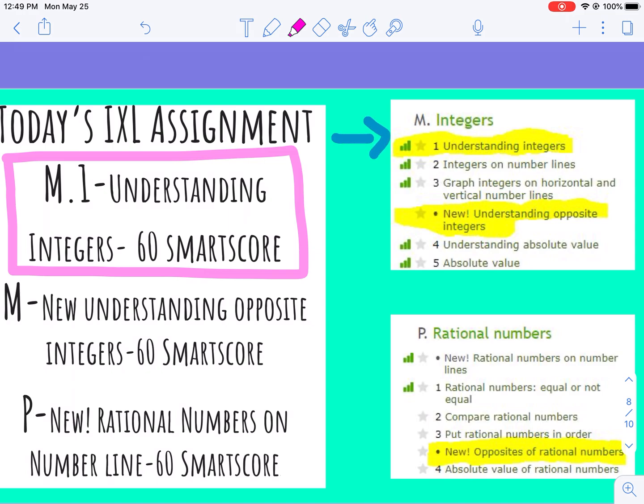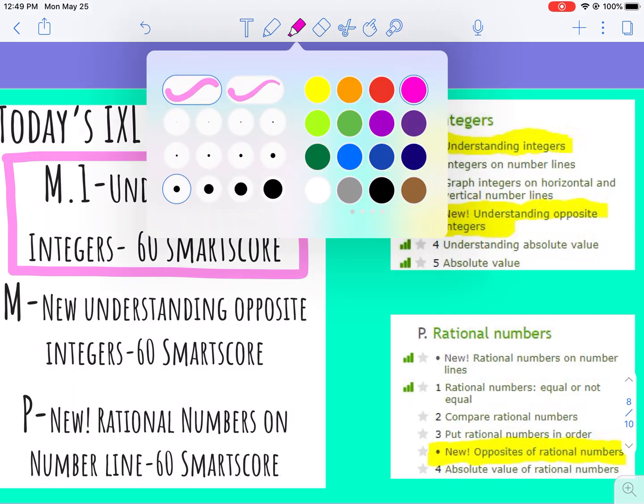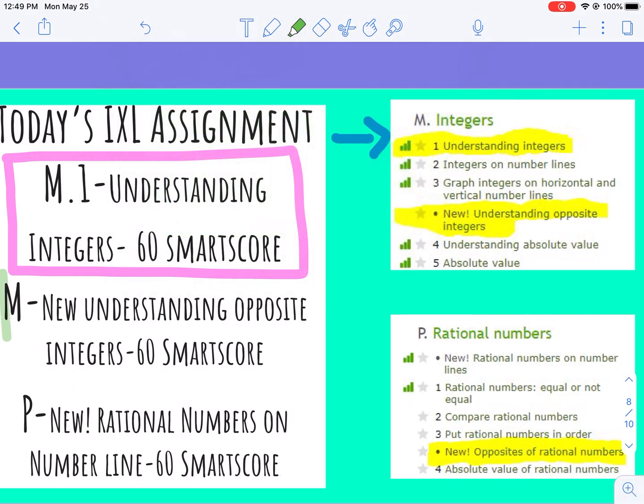So it's the very first strand. The next strand that we have outlined for you is still under M. Again, it's one of those new ones, so it doesn't have a number assigned to it. So it's the one that's in between M3 and M4. So you can see that right here, okay?